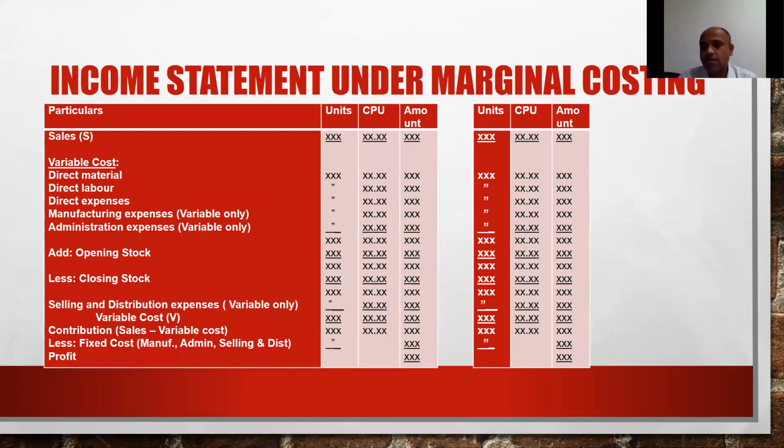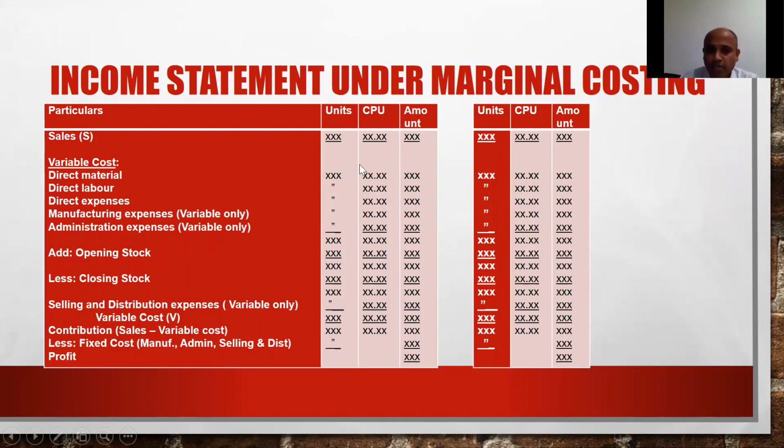Under marginal costing, the total cost is divided into variable and fixed. Look at this. My sales is this. I take first variable cost only. I already told you direct means only variable. Direct material is nothing but variable cost. Direct labor is a variable cost. Direct expenses is a variable cost. Manufacturing overheads, I am taking variable portion only. Administrative expenses also, I am taking variable portion only. You can see here we are taking only variable portions.